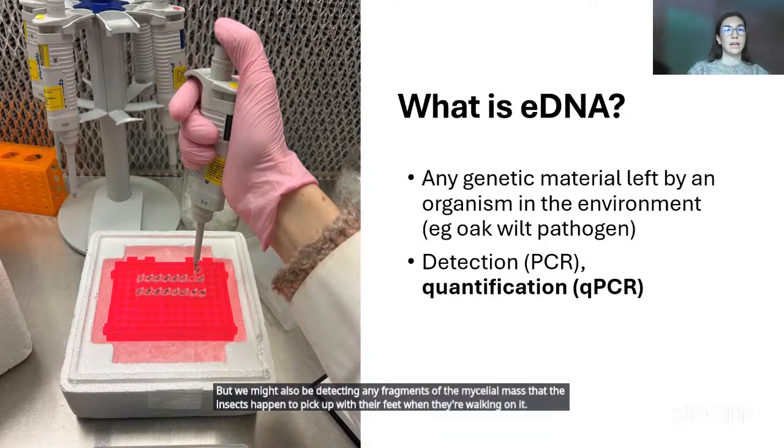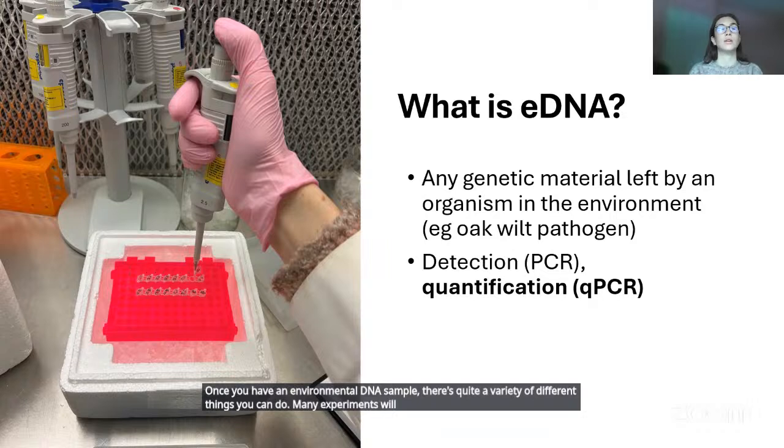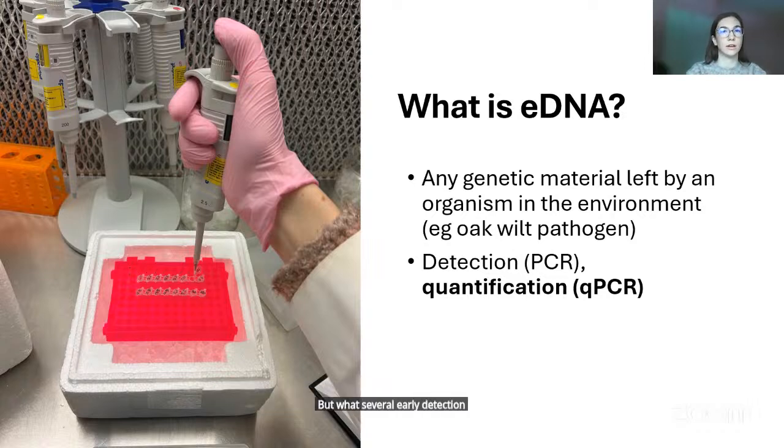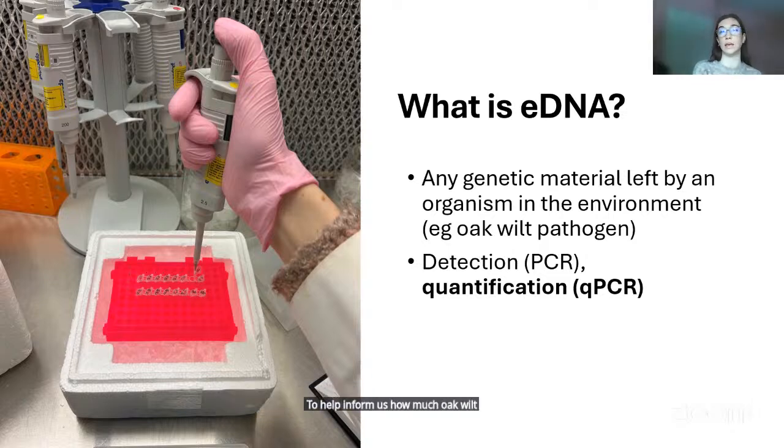Once you have an environmental DNA sample, there's quite a variety of different things you can do. Many experiments will do a detection. So, do I have oak wilt or do I not? But what several early detection surveys are interested in is this quantification, or qPCR. PCR stands for polymerase chain reaction. And when we quantify this, when we put our sample into the machine, through the process of the entire reaction, it'll count millions of copies of, in my case, oak wilt DNA to help inform us how much oak wilt I had at the beginning of my reaction, and what this tells me about how much oak wilt I have on the landscape.